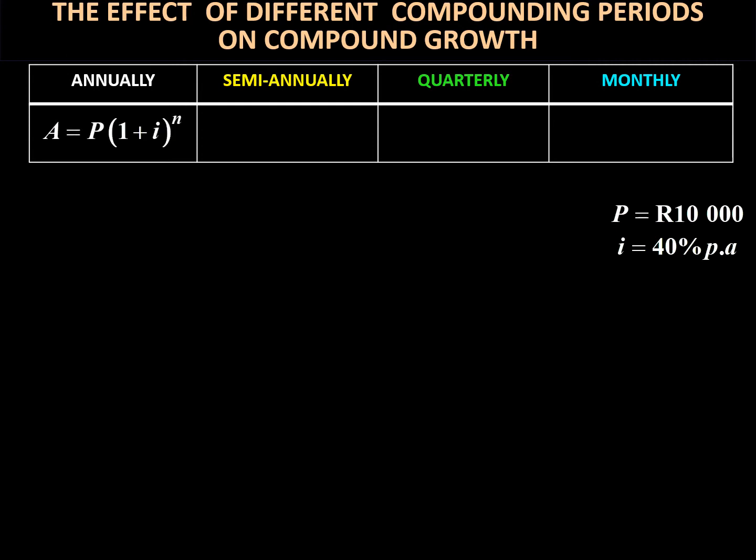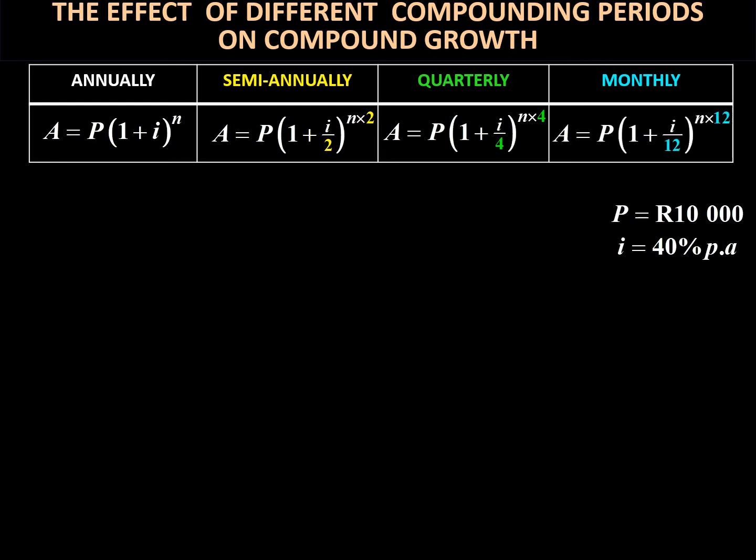So that will be the formula to use for annually. Semi-annually, there are 2 periods in a year, so we divide by 2 and multiply n by 2. Quarterly, there are 4 quarters, so we divide by 4 and multiply n by 4. Monthly, that will be divide by 12 and multiply n by 12.